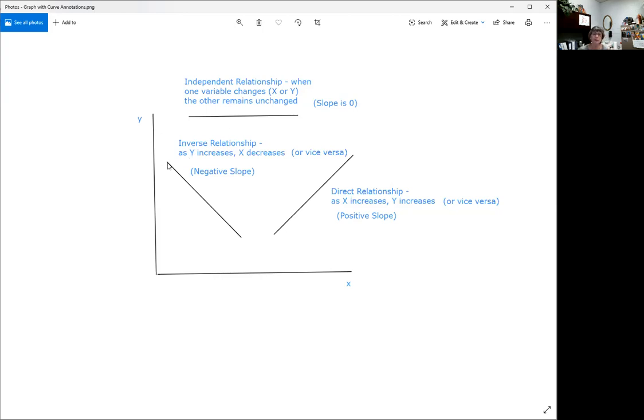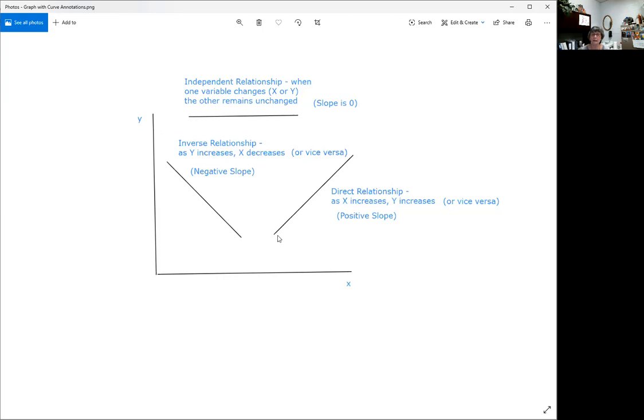When you see a line like this on a chart or a graph, this is an inverse relationship. You can also think of inverse as a negative slope. I've seen it both ways. Your textbook calls it inverse, so you need to know that term because that's what will be asked on the tests. But you can also think of it as negative. What that means is as y increases, x decreases, or vice versa. So that is a negative slope, and this is moving from left to right.